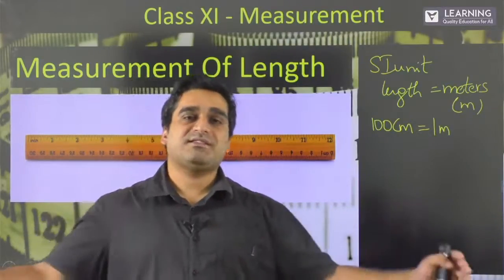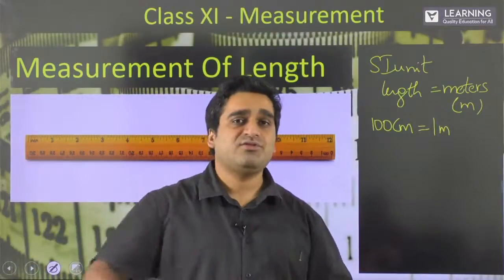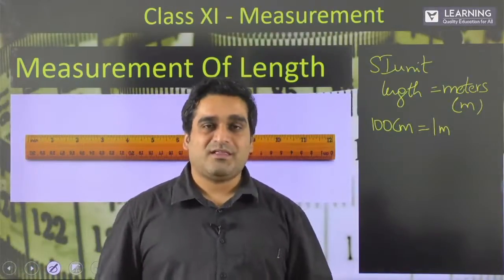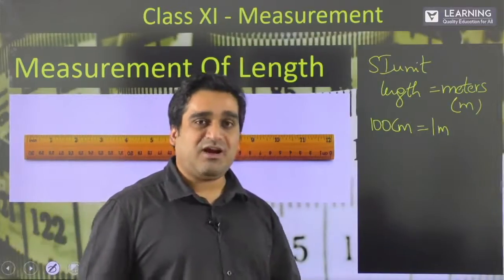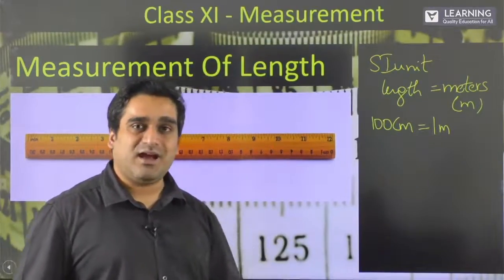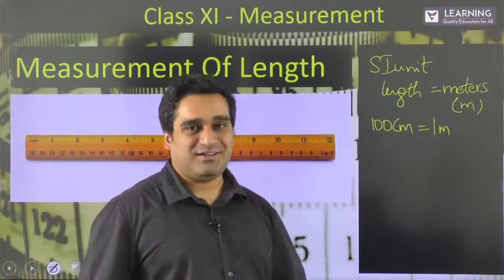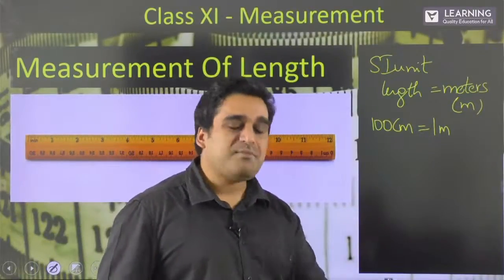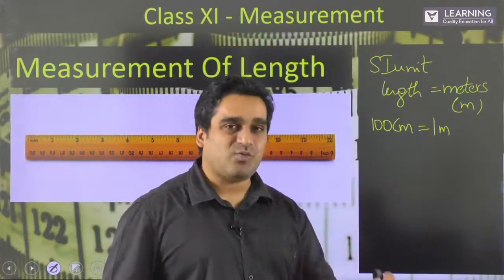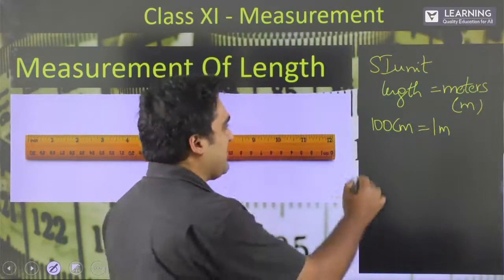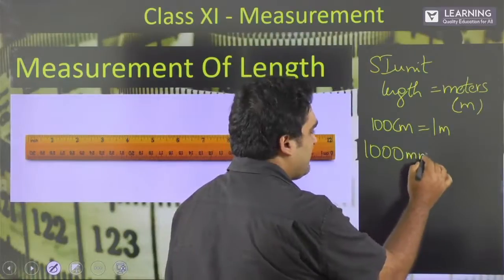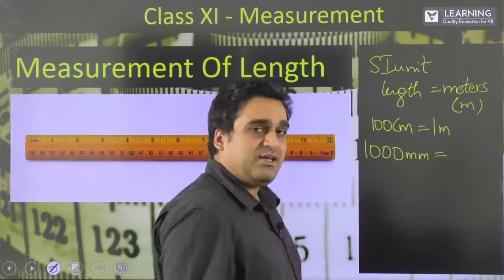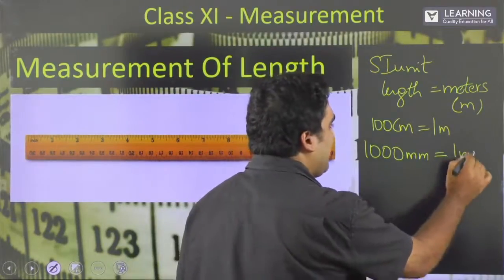Similarly, if I take the same scale and cut it into 1,000 parts, milli means 1,000. One part in that 1,000 is what you call 1 millimeter. So 1,000 millimeters, written as mm, equals 1 meter.